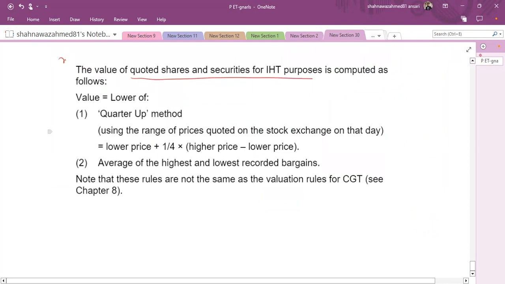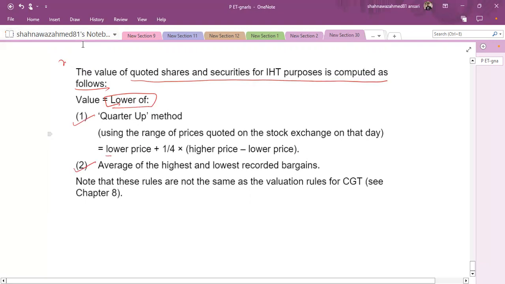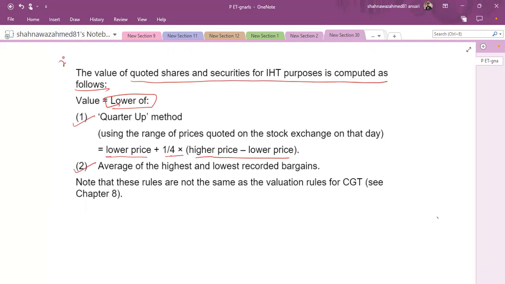The value of quoted shares and securities for IHT purposes is computed as the lower of two values: number one, the quarter up method, number two, the average method. Under the quarter up method, we take the lower price, and then the difference of higher and lower price multiplied by 1/4. In this way, you get the quarter up method. And then the average of the highest and lowest recorded bargain. That will be given to you in the question: on a single day, what is the highest recorded bargain, what is the lowest recorded bargain, what is the higher price and what is the lower price, and you will find the lower of the quarter up method and the average of the highest and lowest recorded bargain.